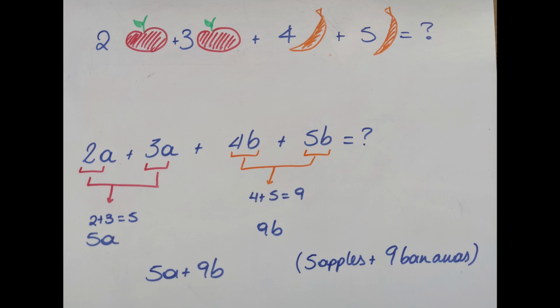If you were to just get rid of the idea of the fruit and just keep the first letter, which is your variable or your unknown value, to connect it with the previous knowledge, what will you get? You will have 2a plus 3a equals 5a, 4b plus 5b equals 9b, and that's just it.